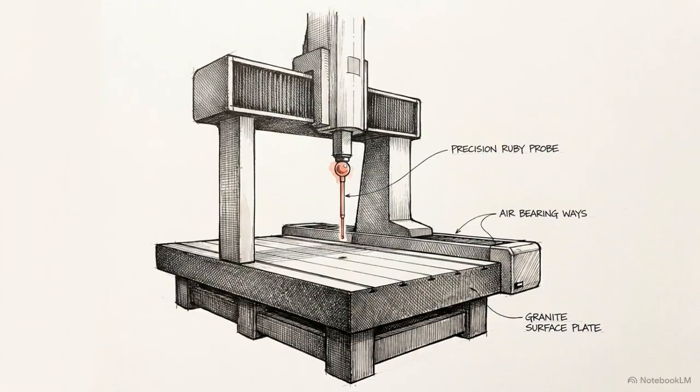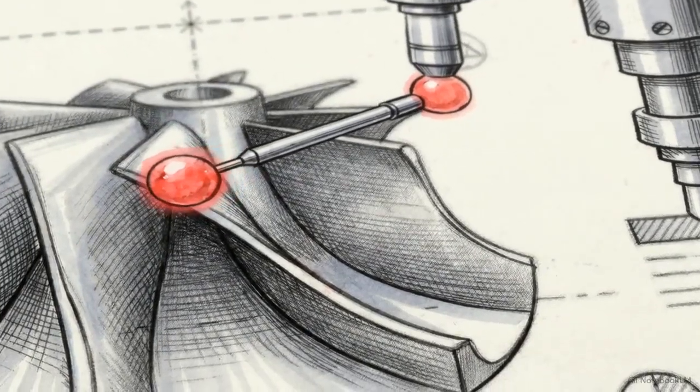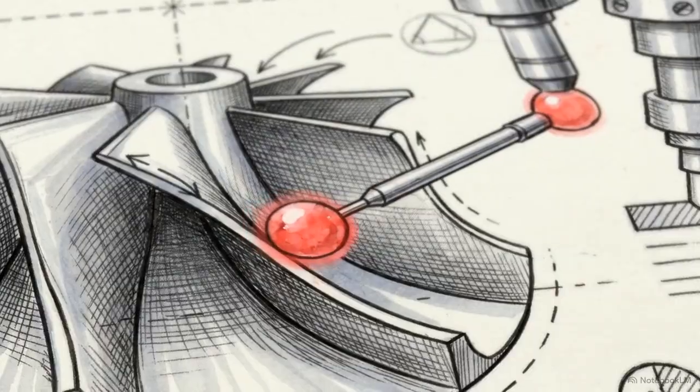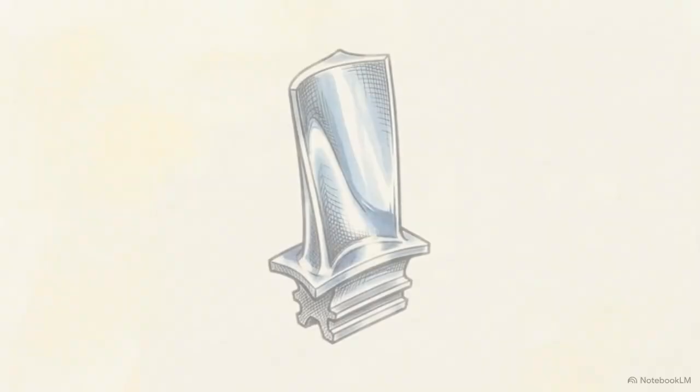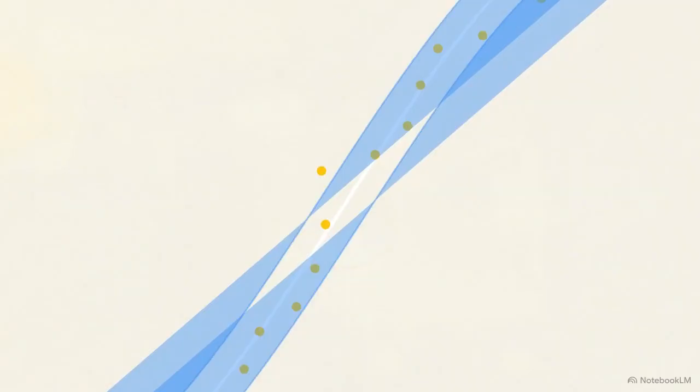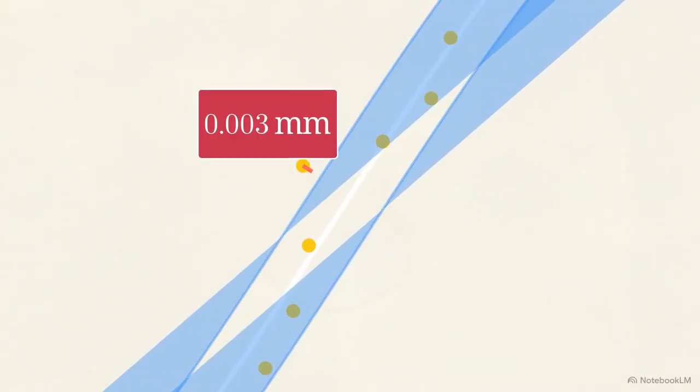convex contours, inspectors rely on a coordinate measuring machine, or CMM. Here, a ruby stylus is smoothly and rapidly sweeping across a single cross-section of a machined turbine blade. The CMM records this path, generating a point cloud from the physical part. The system digitally overlays this data against the CAD nominal model and calculates the deviation vectors, the small red and green lines, measuring the exact distance between the physical points and the ideal true profile line.